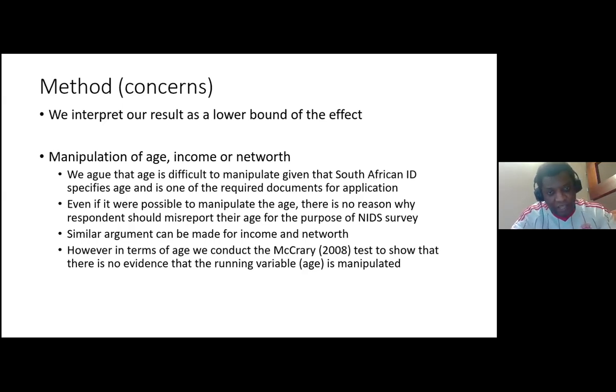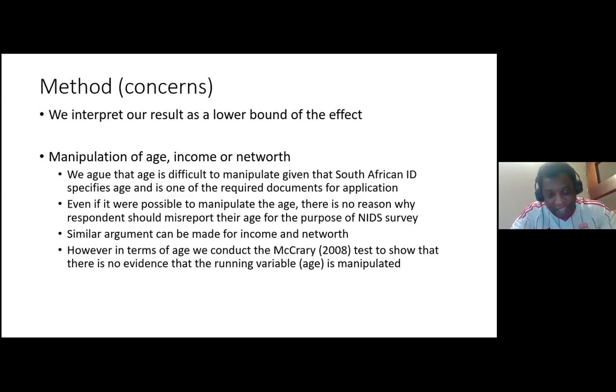So one other thing that is often done in terms of regression discontinuity is the manipulation of the running variable. And we believe that this is not a strong factor in this analysis. One, South Africa has a robust ID system where the age of an individual is shown, and this document will have been produced way before the person reached the age of 60 years. So it's difficult to manipulate age because you have to submit the ID as part of the documentation.